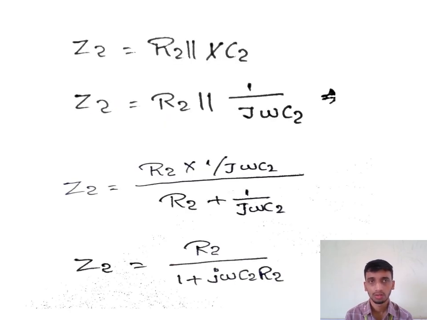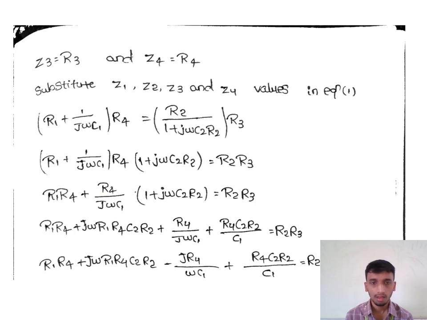Z2 is equal to R2 parallel XC2. Z2 is equal to R2 parallel 1 by j omega C2. Z2 is equal to R2 into 1 by j omega C2 divided by R2 plus 1 by j omega C2. Z2 is equal to R2 divided by 1 plus j omega C2 R2. Now Z3 is equal to R3 and Z4 is equal to R4. Now substitute these values in equation 1.